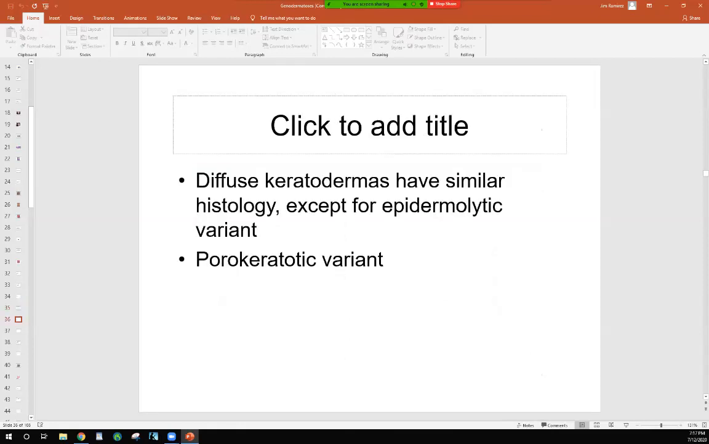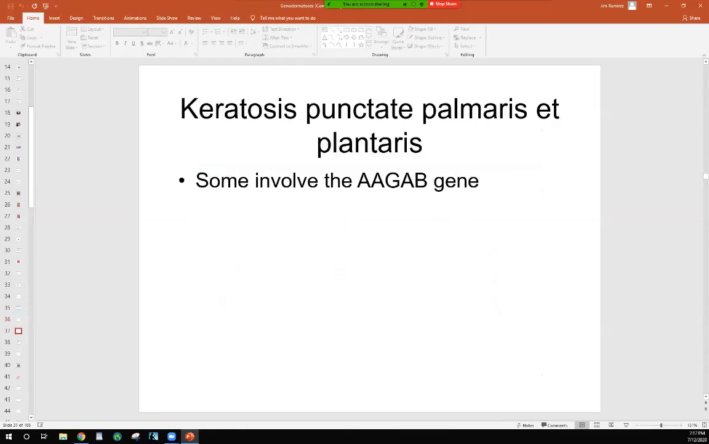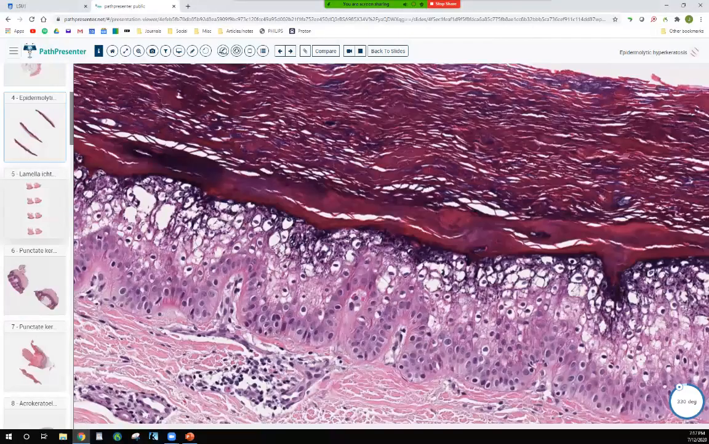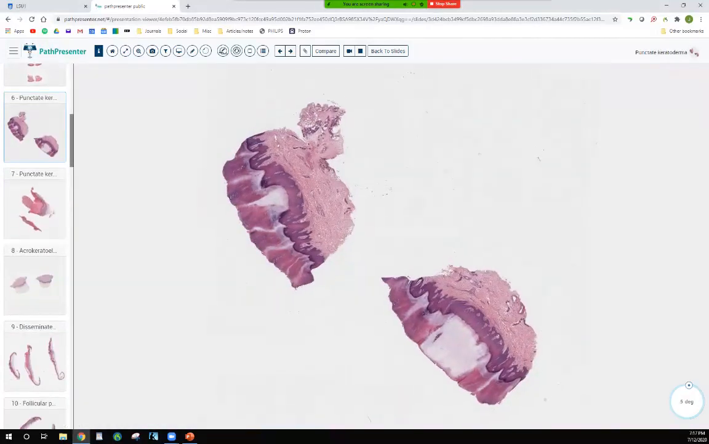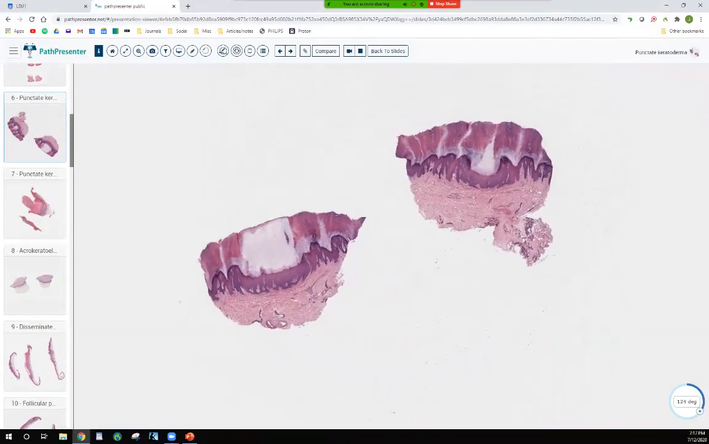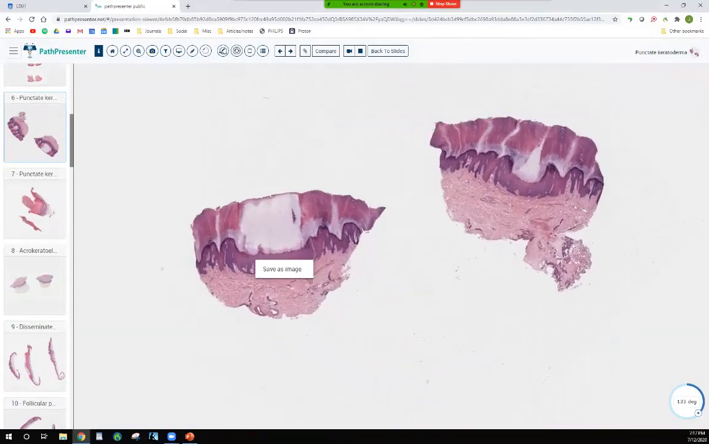So the diffuse keratodermas have similar histology, as I just mentioned, except for the epidermolytic variants and the porokeratotic variants. And this is the punctate one I was just referring to, keratosis punctata palmaris et plantaris, some of which have involvement of the AAGAB gene, and we'll get to that one. And I'll show it because it is something that they could show you on an exam and ask, what could this be? It's very characteristic.